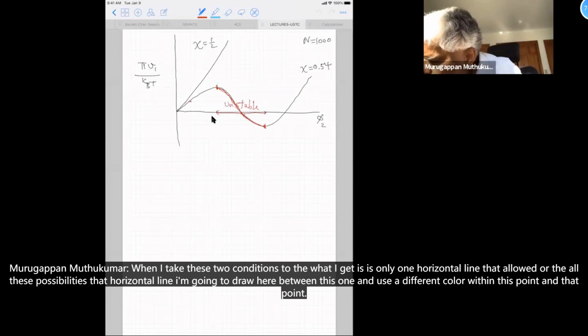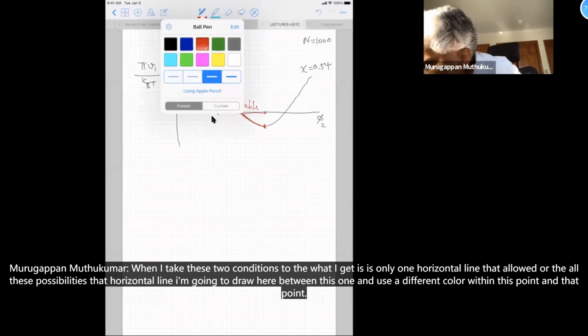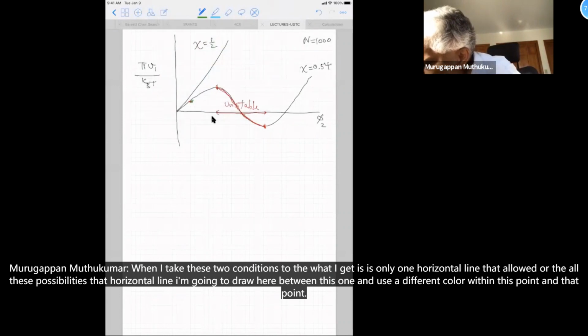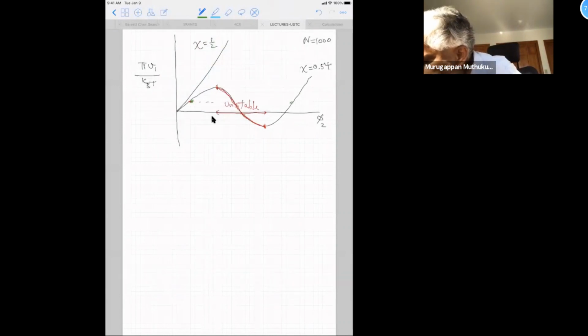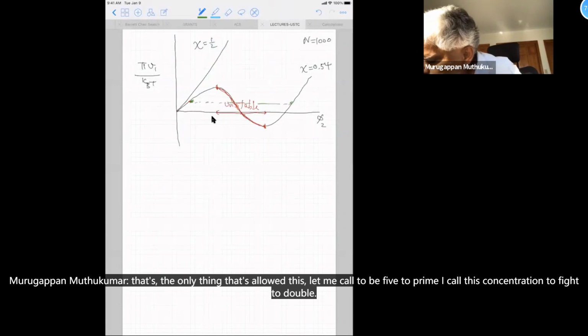I'll use a different color. Between this point and that point, that's the only thing that's allowed. This concentration let me call phi 2 prime. I call this concentration phi 2 double prime.